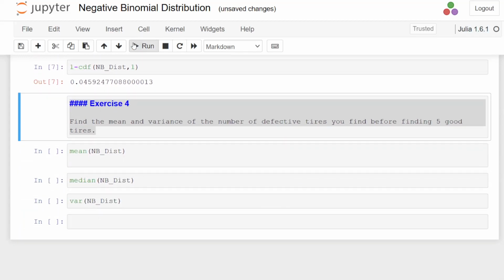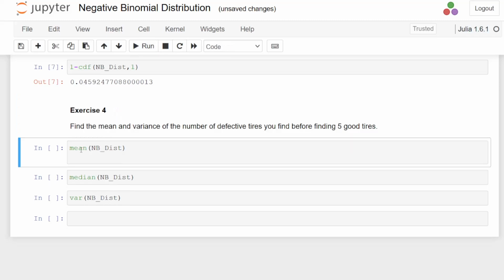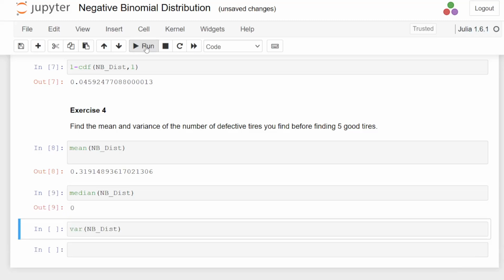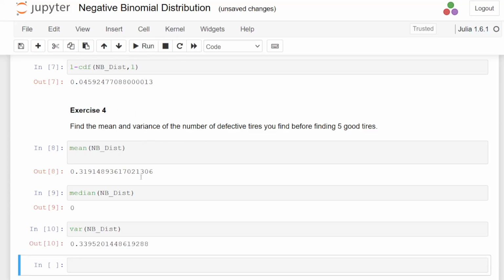The last question, find the mean and the variance. Essentially what we do is go mean of NB_dist. This will actually provide the analytical solution, and it is 0.3191. We weren't asked for the median, but let's look at the median anyway. It is 0. That makes sense, really. And the variance is 0.33954.